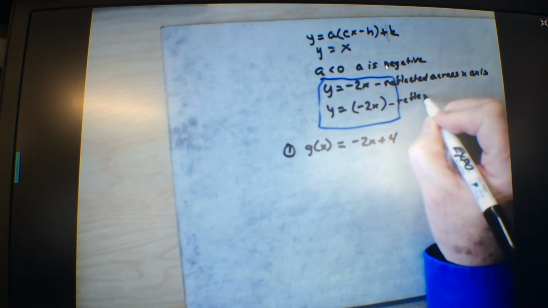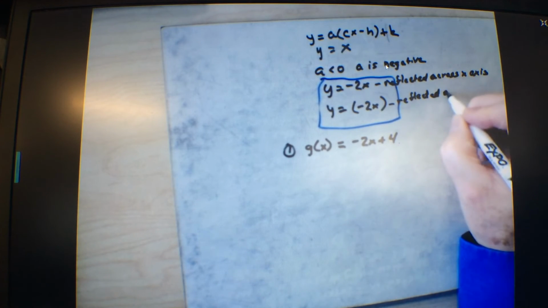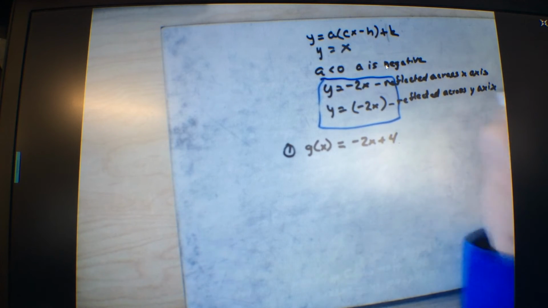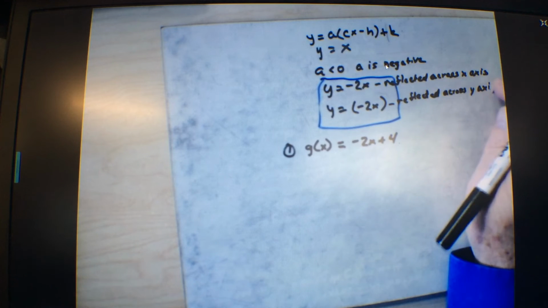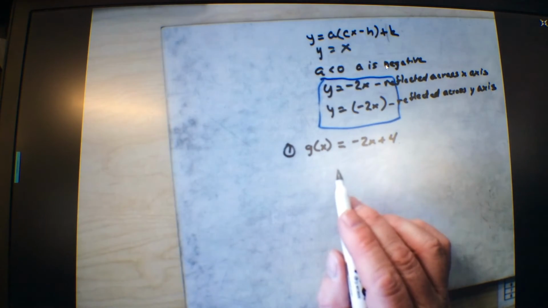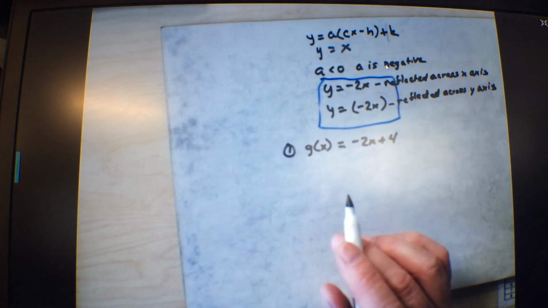And this one is reflected across the y-axis. All right, ready? So let's take a look at this. Anybody want to tell me anything about this graph?